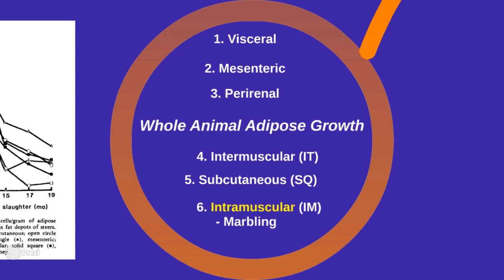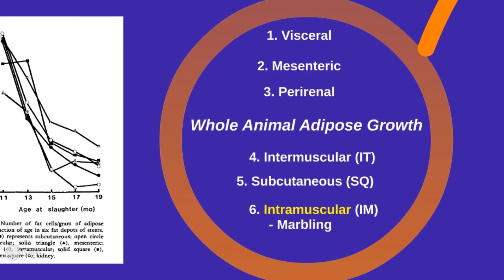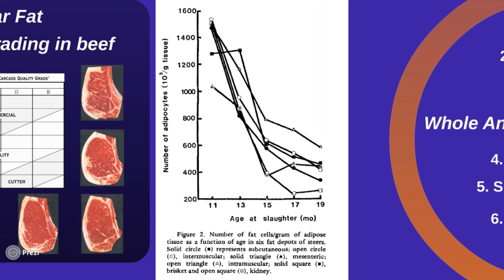So just to hammer this point home on how the whole animal growth occurs in this order, we can look here to the left. This is going to be a chart with each of those lines representing a different depot of fat. We can see that we've got subcutaneous as the dark closed circle. The open circle is going to be intermuscular, that's the fat between the muscle. Solid triangle is going to be the mesenteric, or the intestinal fat. The intramuscular, that marbling, is going to be that solid square.